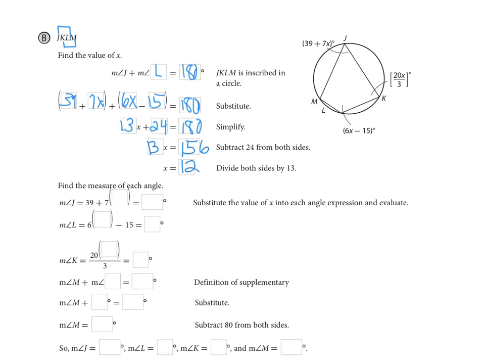So we need to substitute that in every time we have a variable that needs it. And so we're going to substitute in 12 for J and L's expressions, and we get 123 and 57, which hopefully you can see as a supplementary pairing there. Going to do the same thing and substitute the value we just found into measure angle K. So that's 20 times 12 over 3, or 240 over 3, or 80.